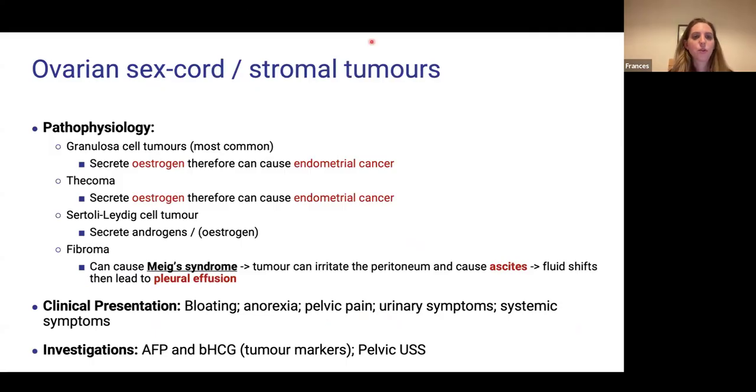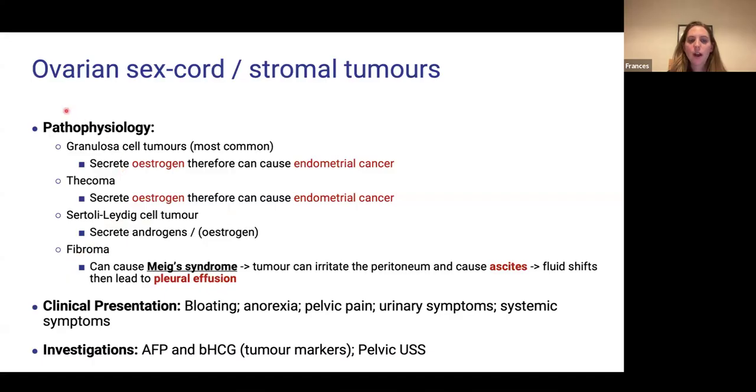Then you have sex cord or stromal tumors. So these are essentially tumors like granulosa cell tumors that secrete estrogen and can cause endometrial cancer, thecomas that also secrete estrogen and can cause endometrial cancer, the Sertoli or Leydig cell tumors, which secrete androgens, and then your fibromas.